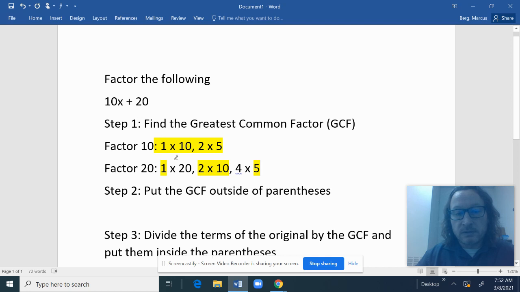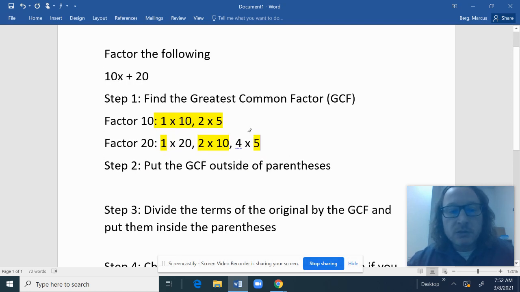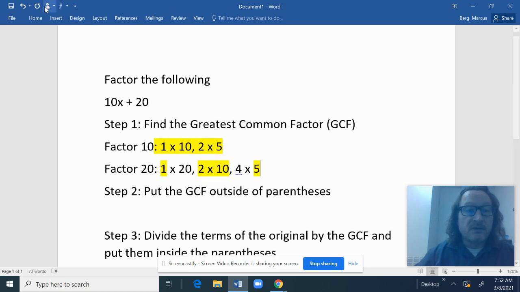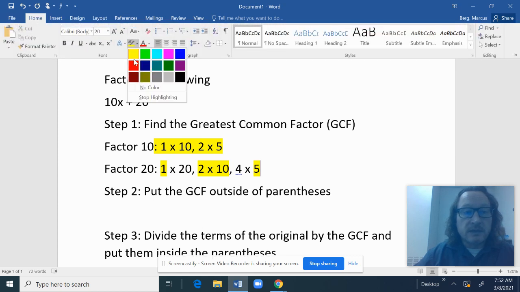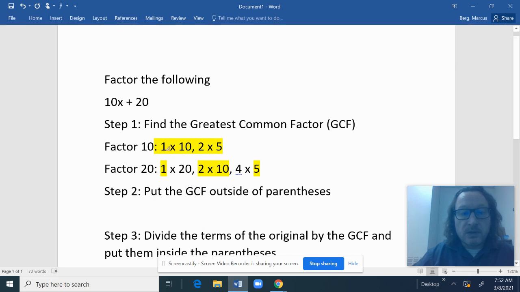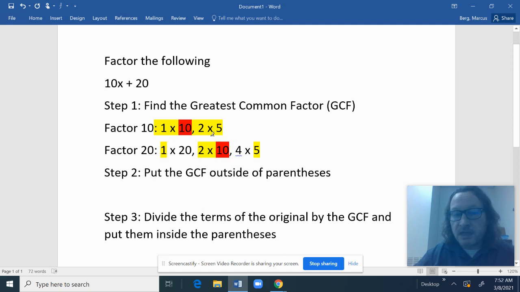So we want the greatest one. And you notice 1 is a common factor of everything, so it doesn't help us when we're factoring. We need something other than 1. So what is my greatest common factor? What is the biggest one? We always have to find the biggest one. It's not 20 because I don't have 20 up here. The biggest number they have in common here is 10. So 10 is my greatest common factor. So that's the first step, find the greatest common factor.